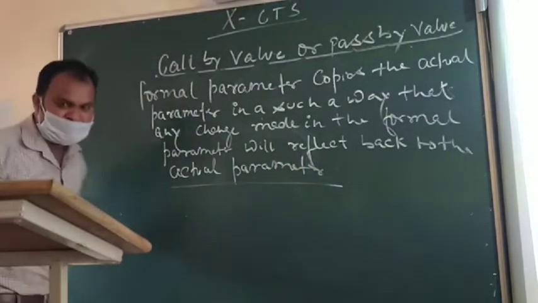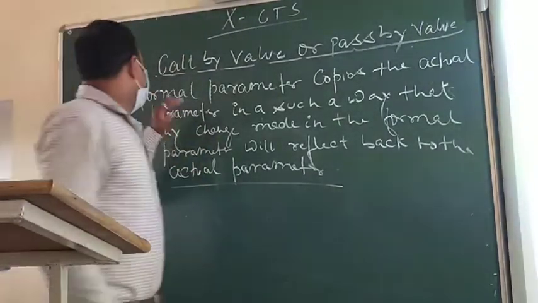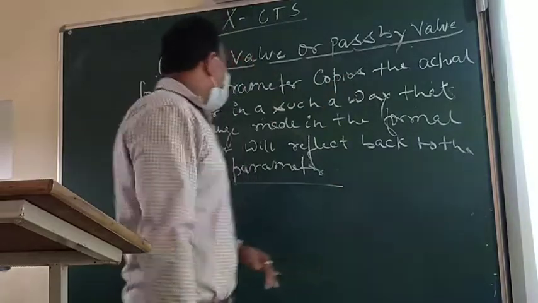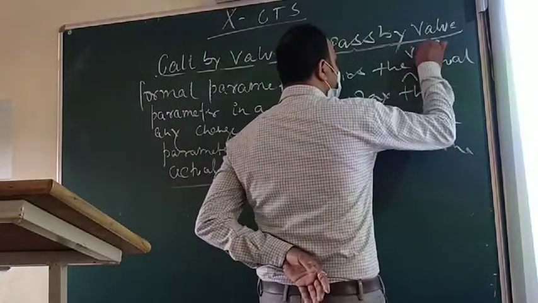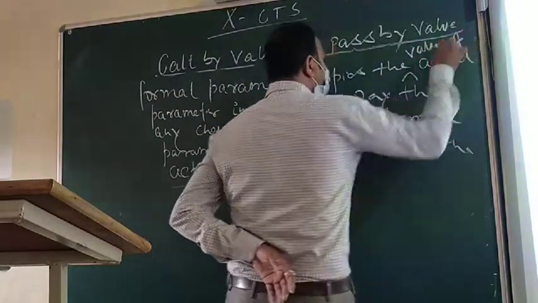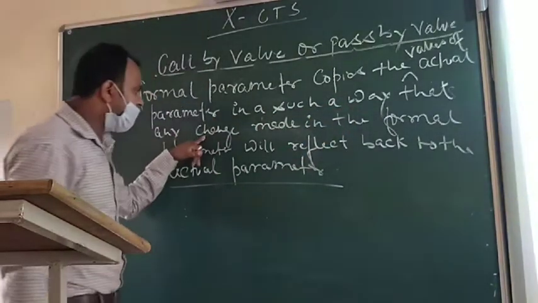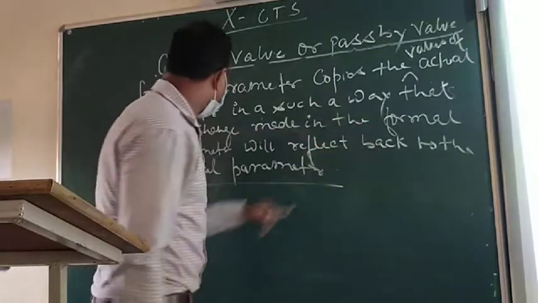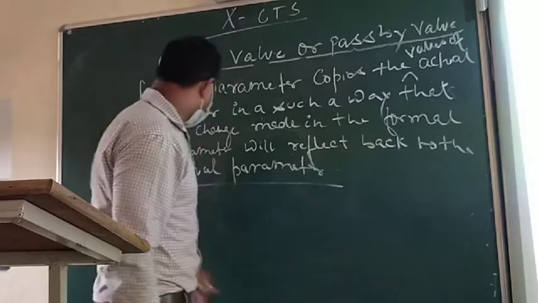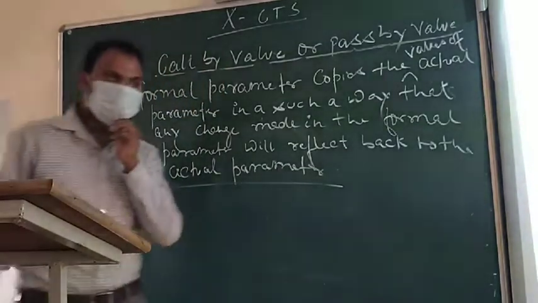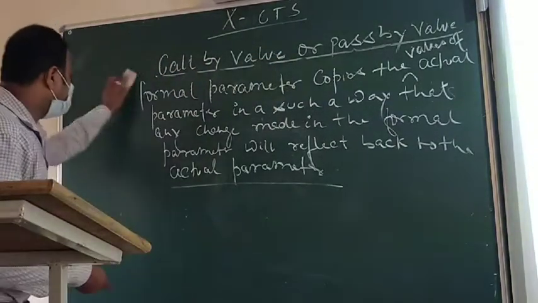So this is the proper definition of call by value or pass by value. See, formal parameter copies the values of actual parameter in such a way that any change made in the formal parameter will reflect back to the actual parameter. It means when you pass a value to a method, let's see an example here.